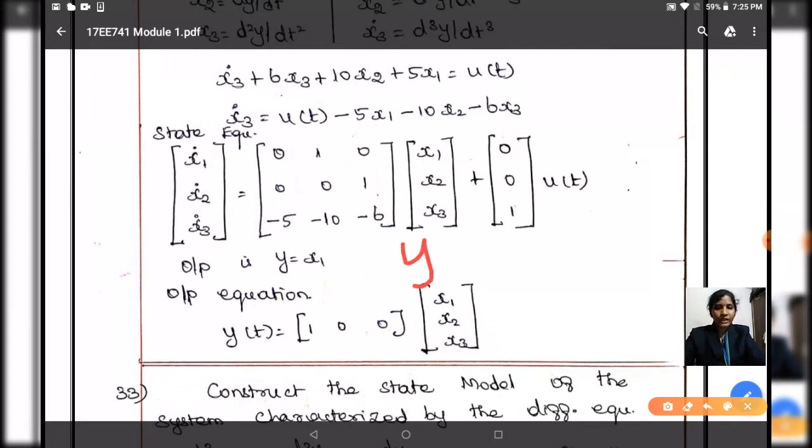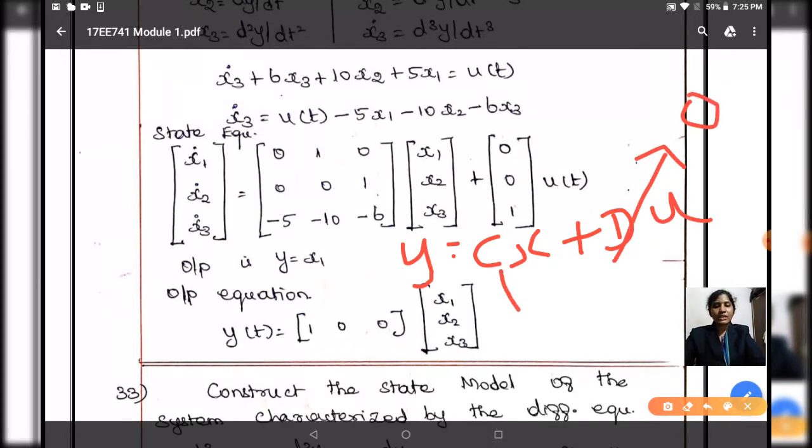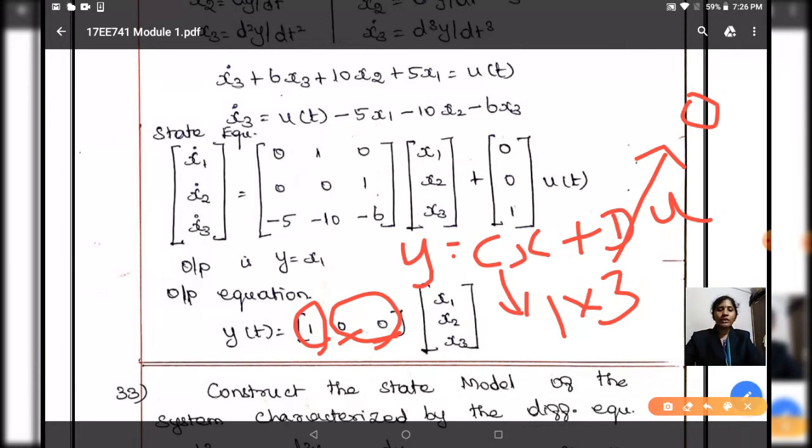Your output matrix y is equal to cx plus du. Here your D matrix is going to be 0, whereas for the order of your C matrix, you have only one output and you have 3 state variables, so 1 cross 3. Therefore your output y contains only the coefficient of x1. The other coefficients are 0, so we can represent the other elements with a value 0. This is your output matrix.